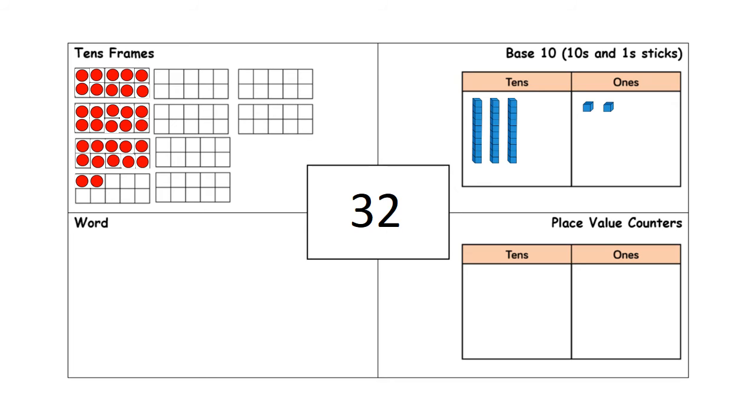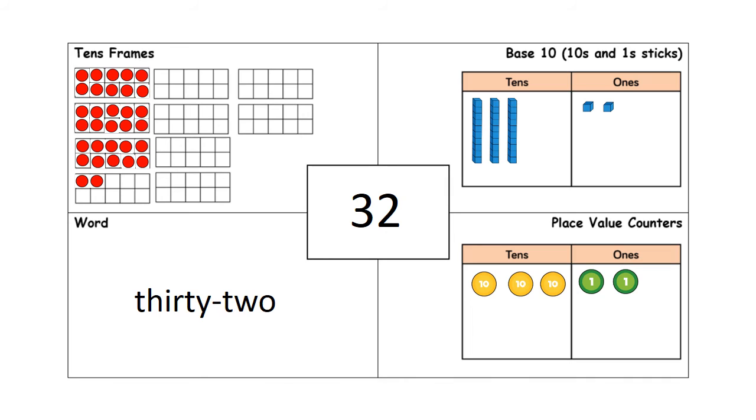You could show this using different resources around your house. You could use sticks and stones, for example, if you wanted to go outside and do this, and then draw it in your book. I can show the number 32 as a word. There we go, and you can see the sound in the word 30. And I can also use place value counters, 10, 20, 30, 3 tens and 2 ones, 32.